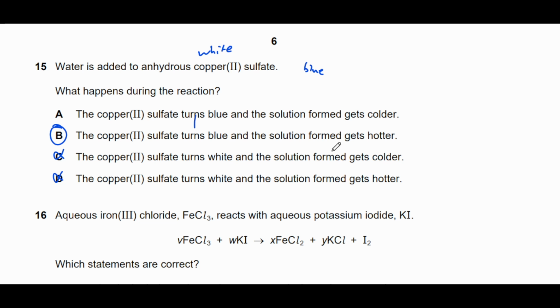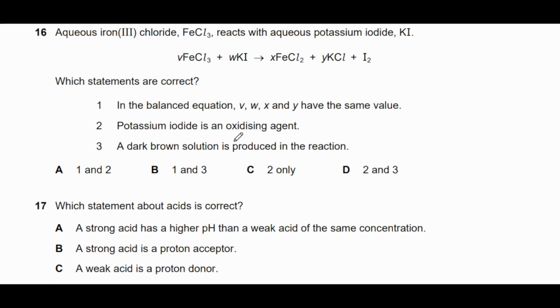Okay, so 16. Aqueous iron chloride reacts with aqueous potassium iodide. Which statements are correct? In a balanced equation, V, W, X, and Y have the same value. Okay, let's check for that. So firstly, we notice that this is I2, so I2 is diatomic. So therefore, if you have one molecule of I2, you need to have two molecules of KI. Okay, next, if you have two molecules of KI, you need to have two molecules of KCl. Okay, so next, if you have two molecules of KCl, that means you already have two chlorine.